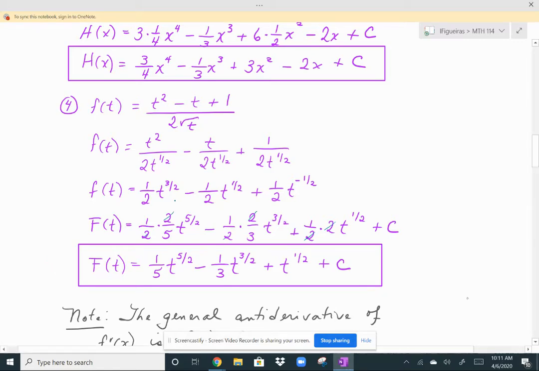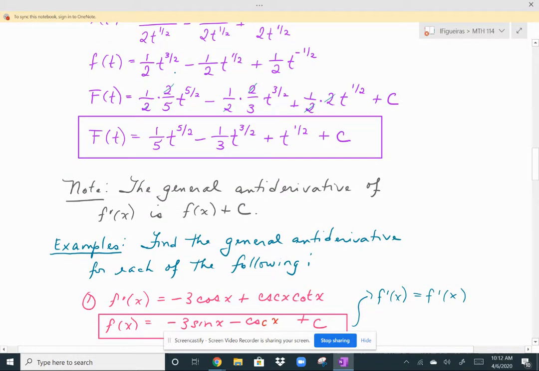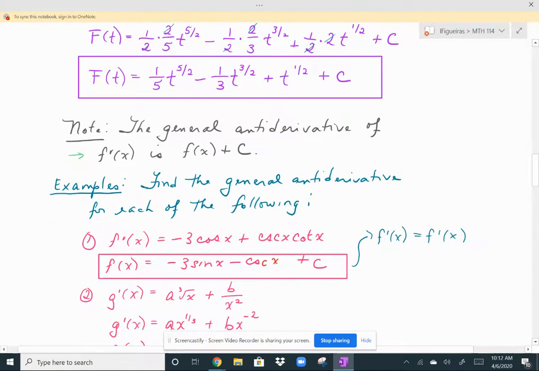Okay, so we're going to change our notation a little bit. So here's a little note for you to keep in mind. The general antiderivative of f prime, the derivative, is the original function, plus C, because we're talking about the general antiderivative. And that's because the antiderivative is the opposite of the derivative. So if you're given f prime and you take the antiderivative, you get f of x. Okay, so let's just practice taking the antiderivative using this notation. All of the rules will remain the same, just different notation.